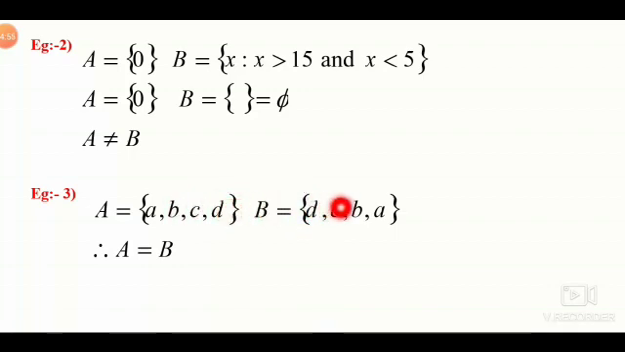The number of elements of both the sets is the same and the same objects are given. Therefore, such sets are called equal sets. Therefore, in this case, we can say that A is equal to B.